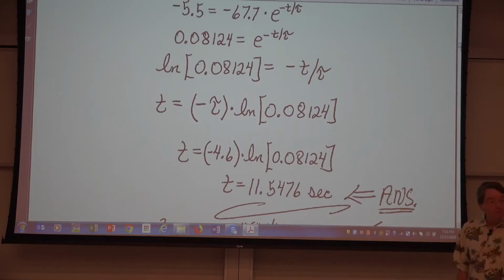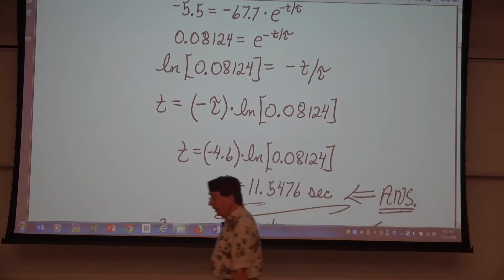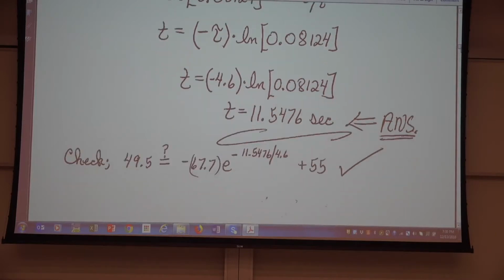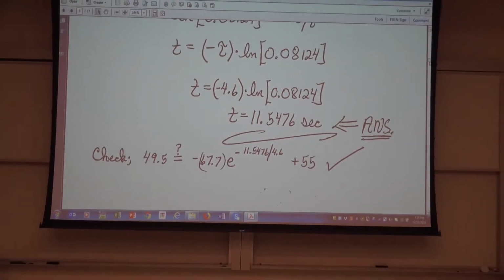Our colleagues are copying this. I'll give you a moment to look at it. All right, so I say, all right, that's part B. So we have that done. And I did a quick check, just plugging in the value of t, to make sure that I got the left-hand side equal to 49.5, and it does.